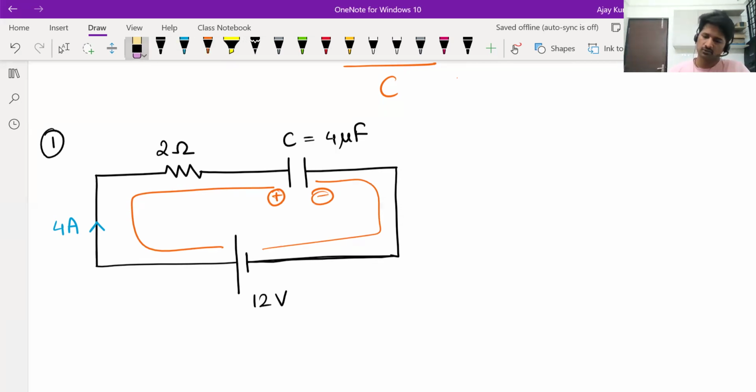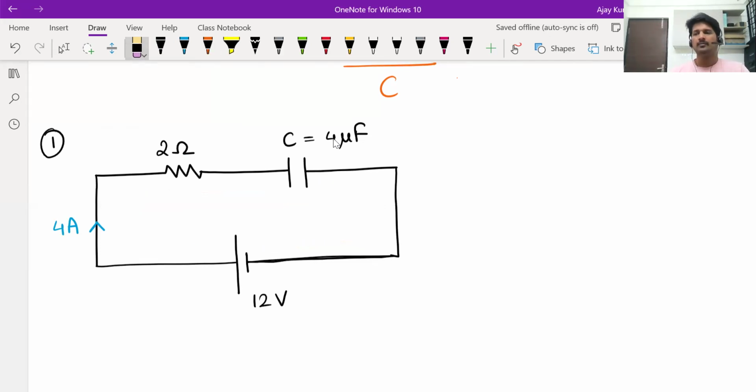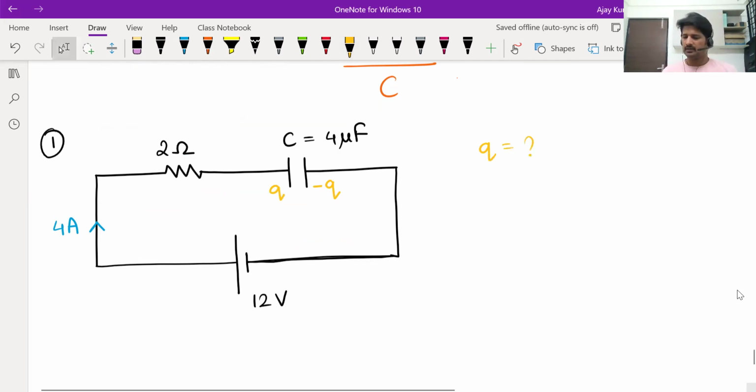Okay. So we don't know which plate is positively charged, which plate is negatively charged, but you can assume one of them to be positive. It is your choice. Okay. So we'll take the charge on this one as Q and this one as minus Q. The question is to calculate the charge. Try this, all of you.